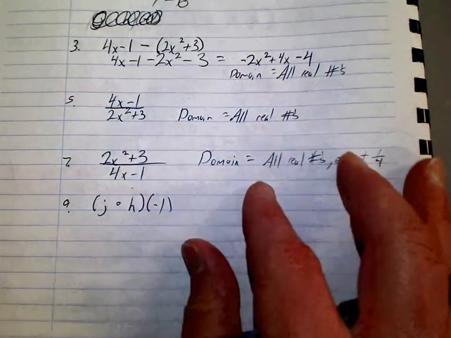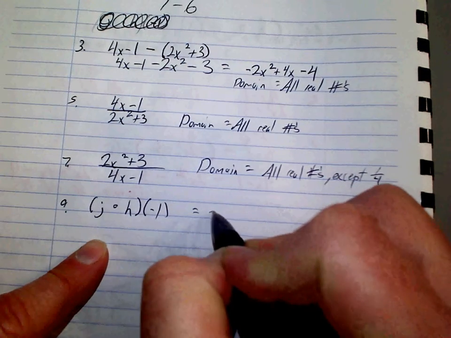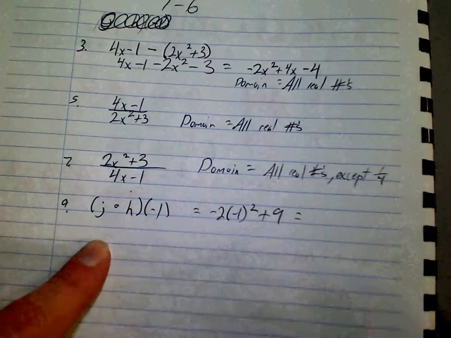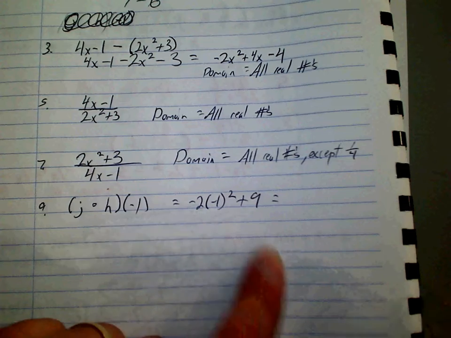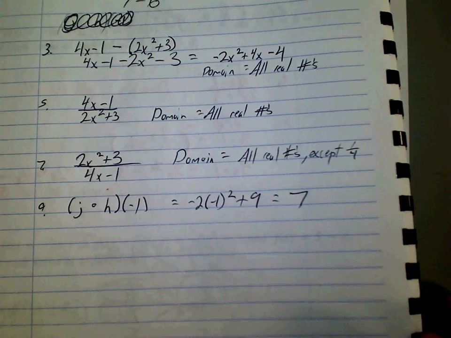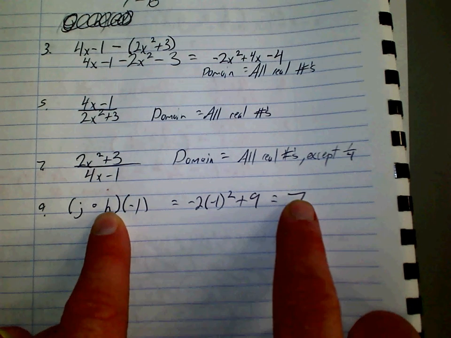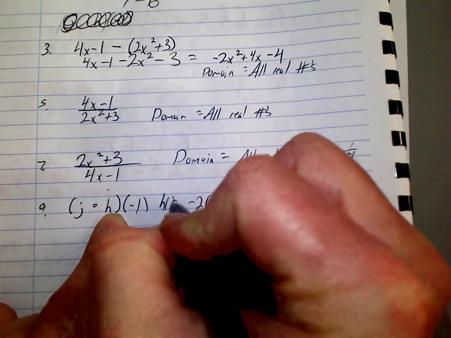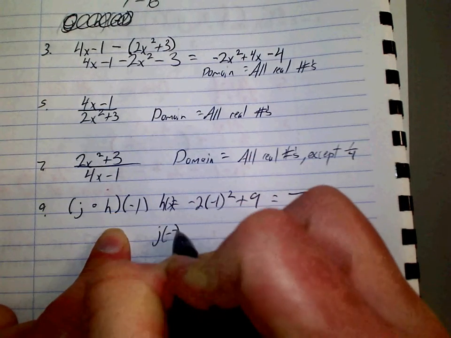And so in the h, as you look there at your function, that would be negative 2 times negative 1 squared plus 9. Negative 1 squared is 1. Negative 2 plus 9. We get an output of 7, don't we? We put negative 1 into h, you get an output of 7, don't we? This is h right here. So then we got to put it into j.